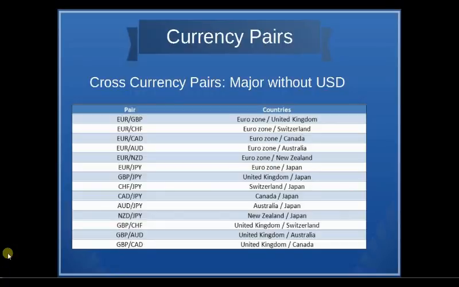Apart from major pairs, we also move on to what we call cross currency pairs. Cross currency pairs are major pairs without the US dollar. As you can see, the first one, we have the euro to the Great British pound, we have the euro to the Swiss franc, euro to the Canadian dollar. The list really goes on, but what we're seeing here are two major currencies where the US dollar is not involved, and this is how cross currency pairs come into being. They pair two major currencies together.